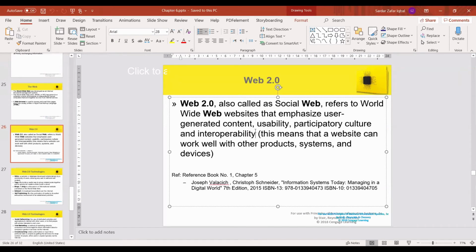Your websites are more usable. It's a more participatory culture where the data is represented in a very fast and efficient manner. So these are the developments over the past few years, Web 1.0, Web 2.0, 3.0, 4.0, and these technologies are enhanced now.